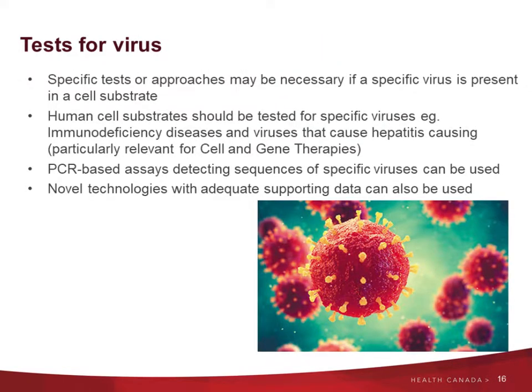So, specific tests may be necessary in specific applications or if a specific virus is present in a cell substrate. For human cell substrates, these should always be tested for specific viruses. For example, human immunodeficiency virus, hepatitis causing viruses. And I will draw attention to this a little bit later with respect to cell and gene therapies. PCR-based assays for detecting sequences of specific viruses can be used. And novel technologies may be used as well with adequate supporting data.